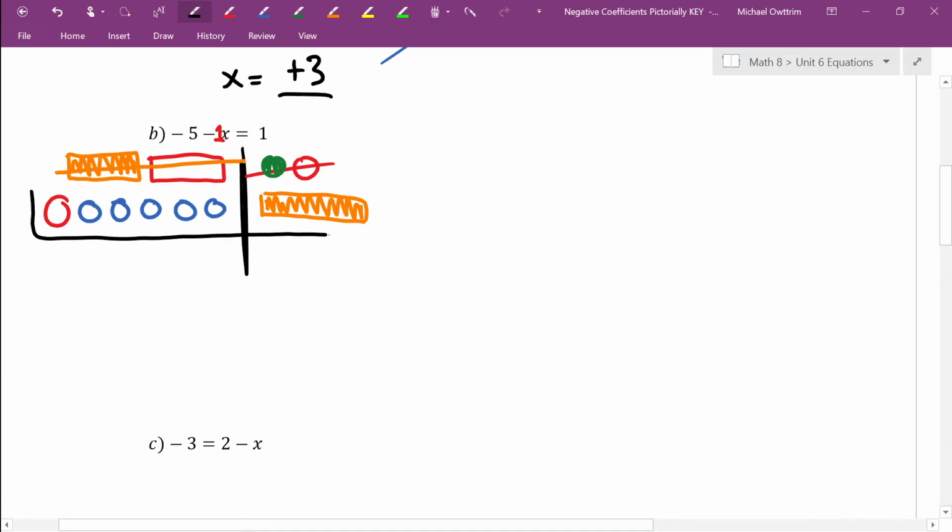Finishing up, I can see that one positive x on the right side is worth 1, 2, 3, 4, 5, 6 negatives on the other side. So I can say x equals -6 is my solution.